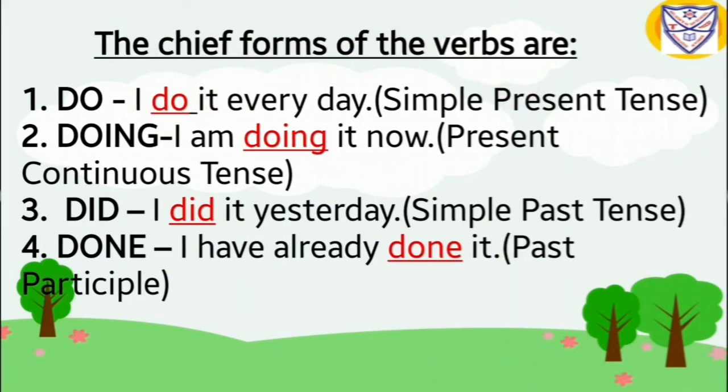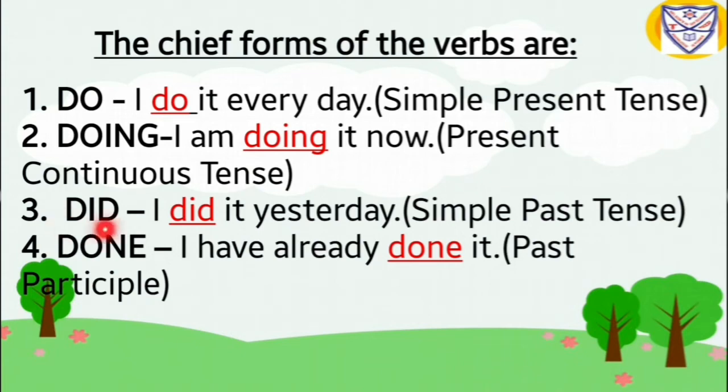Number 2, doing. So the sentence is, I am doing it now. So when I say I am doing it now, over here the word doing is in present continuous tense. The verb doing is in present continuous tense. It means that doing shows an action that is going on or continuing at the present time. Therefore, we can consider doing in present continuous tense.